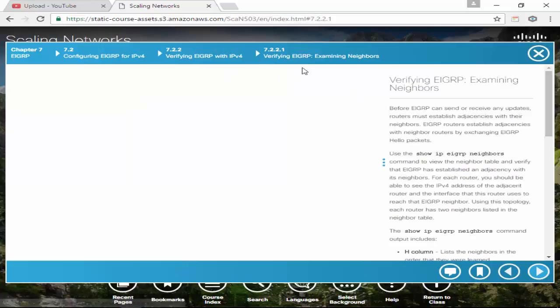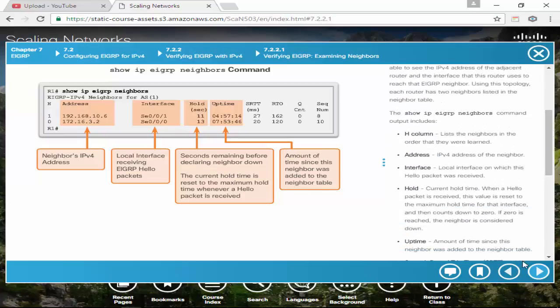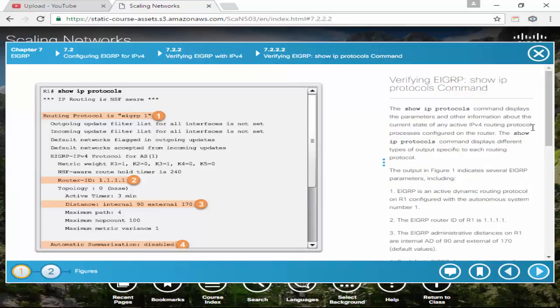Verifying EIGRP and examining neighbors. Show ip eigrp neighbors shows the neighbors' addresses, the interface we're connected to, and the hold down timers. When the hold down timer goes to 0, which I think is pretty common, we're going to declare that neighbor down and try to find another. So all of this is pretty easy. Now we want to get to some verifying commands.